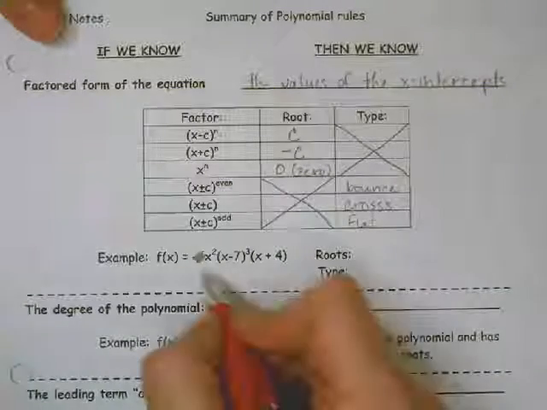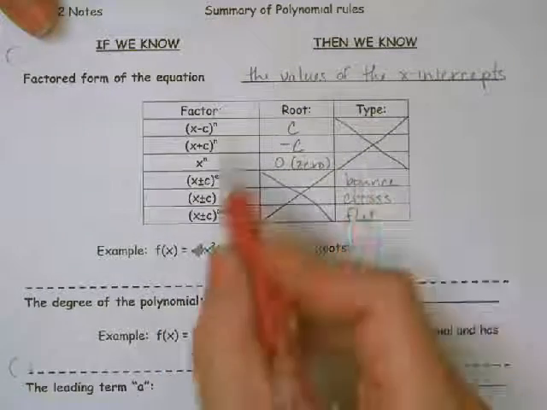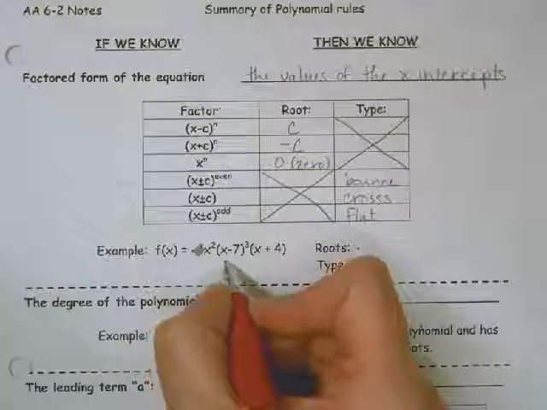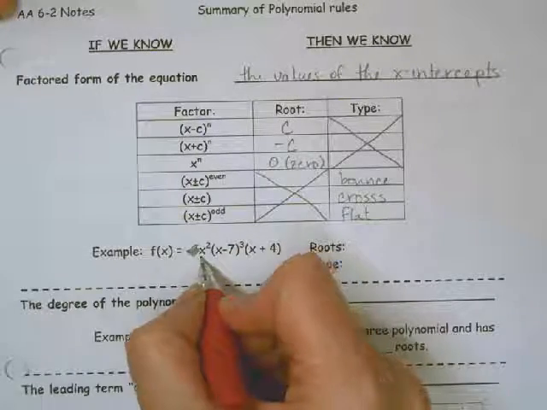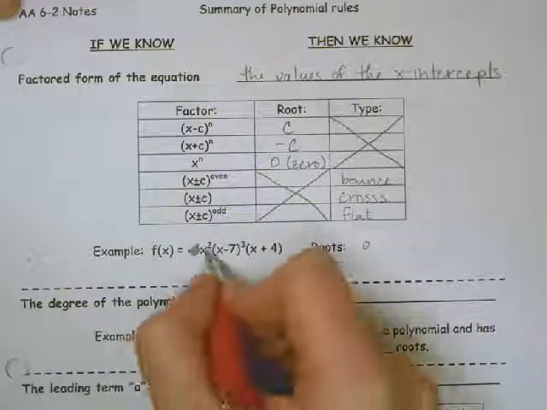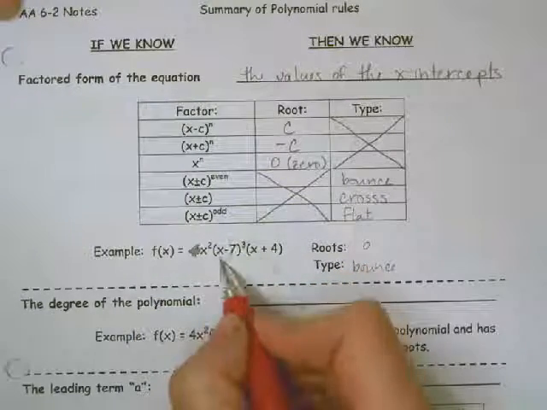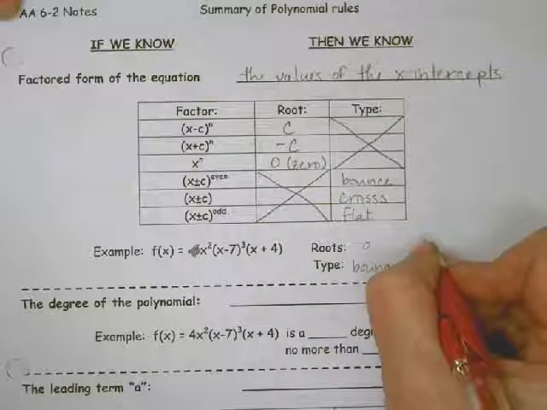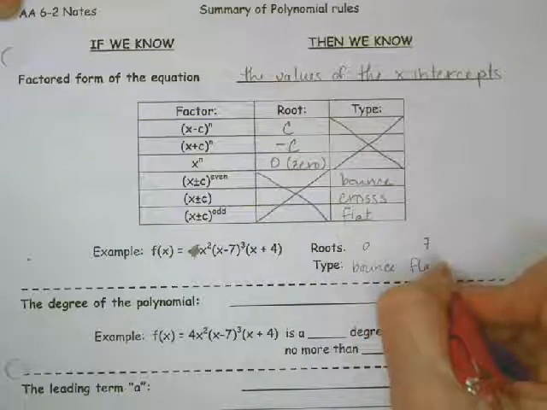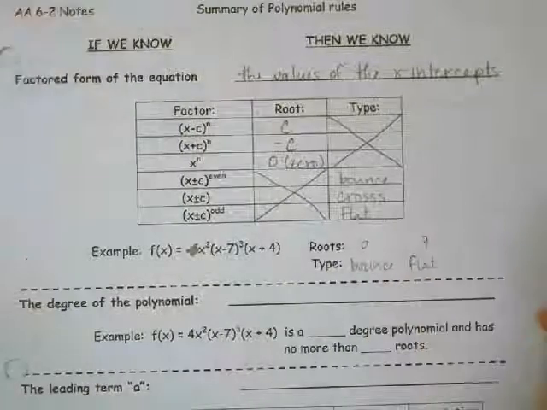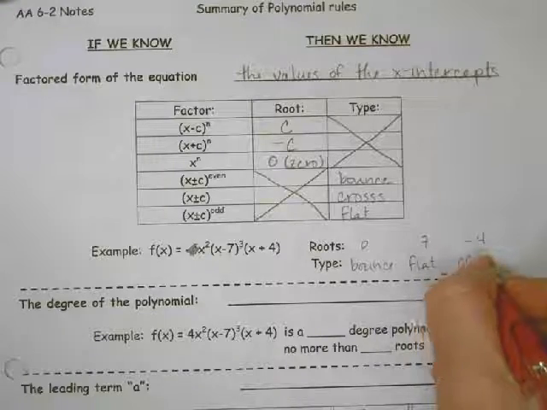What I know in this example, I went ahead and x'd out that -4 because we're going to deal with that later. What I know from this table up here and the ones I experimented with in 6-1 is that this x squared is going to create a root at 0, and because of that squared, it's going to be a bouncing root. The x minus 7 is going to create a root at +7. Because of that third power, that's going to be a flat root. And the x plus 4 is going to create a root at -4. There is no exponent, so that's going to be a crossing root.